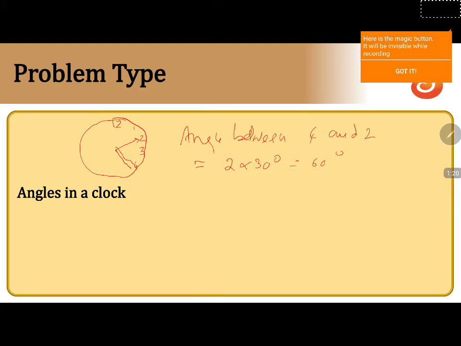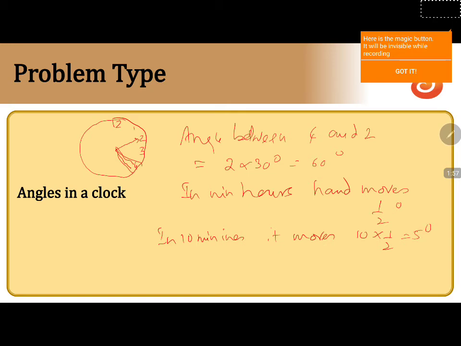Now, in 1 minute, the hour hand moves half a degree. So, in 10 minutes, from 4 to 4:10, it moves 10 into 1 by 2, 5 degrees.